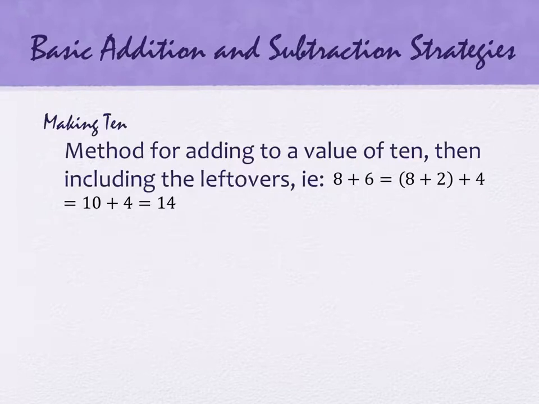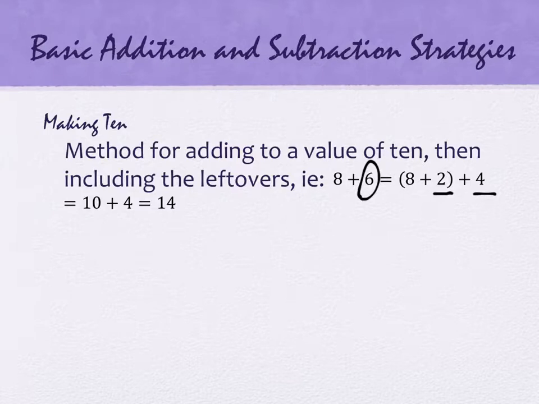Making 10 is a pretty cool strategy, and it gives very good justification for why the associative property is valuable. So the making 10 idea is the idea of breaking pieces apart and grouping them together in such a way that you make 10. For example, 8 plus 6, what we could do is we could break the 6 apart into 2 and 4, right? So this 6 is 2 and 4 right here. And the reason that might be helpful to do is because 8 plus 2 is 10. And then 10 plus my 4 would be 14.